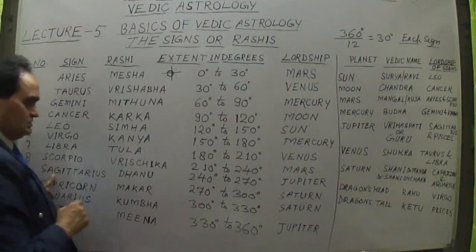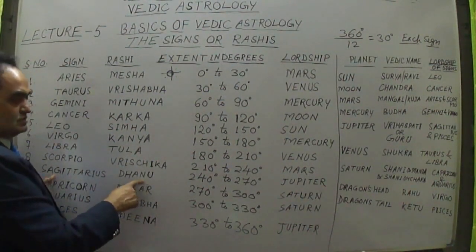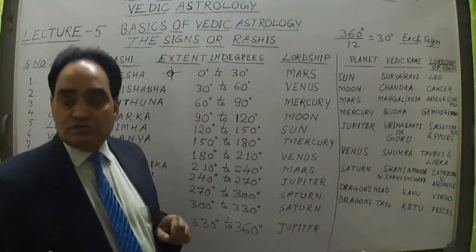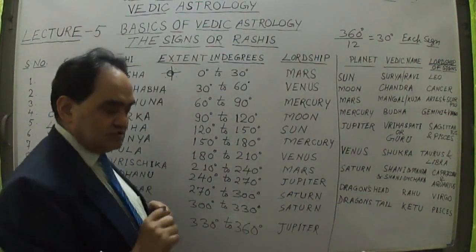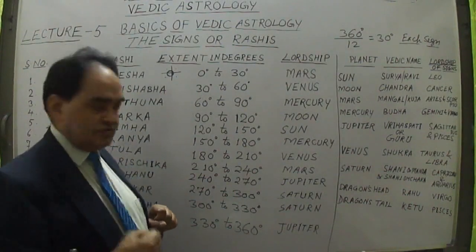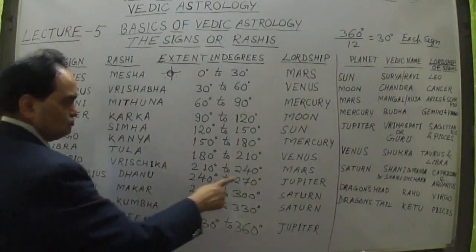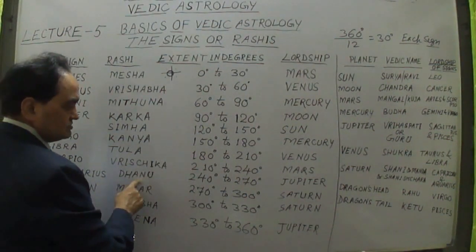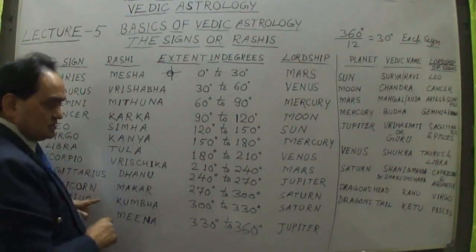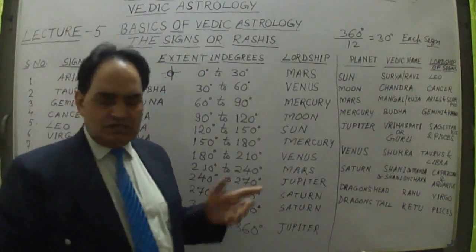Then Sagittarius or Dhanu Rashi is lorded by Jupiter. Jupiter is the lord of Sagittarius, or Dhanu Rashi. Then Capricorn or Makar Rashi is lorded by Saturn, as I have told you about.